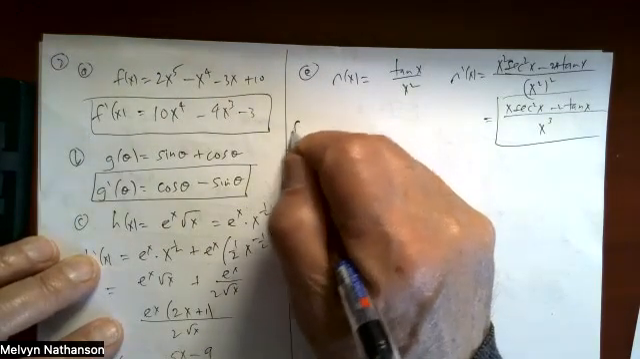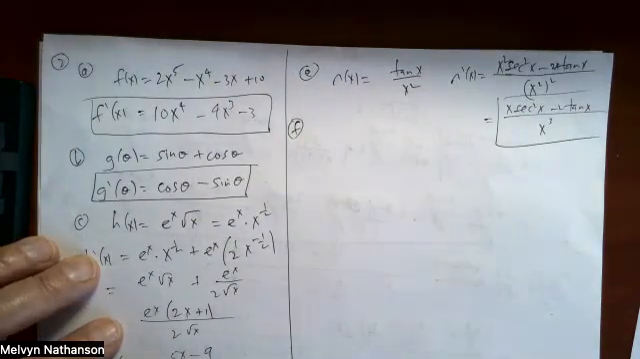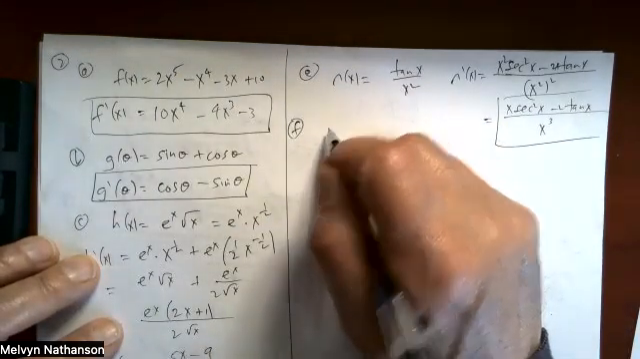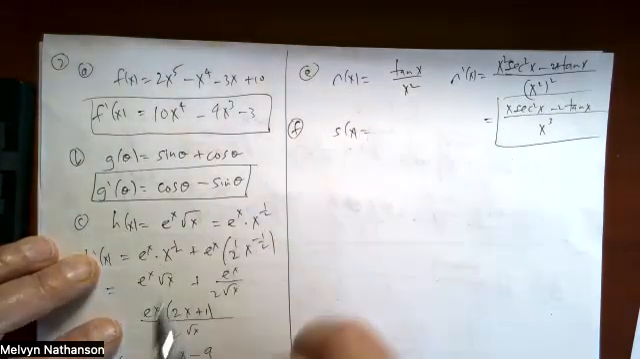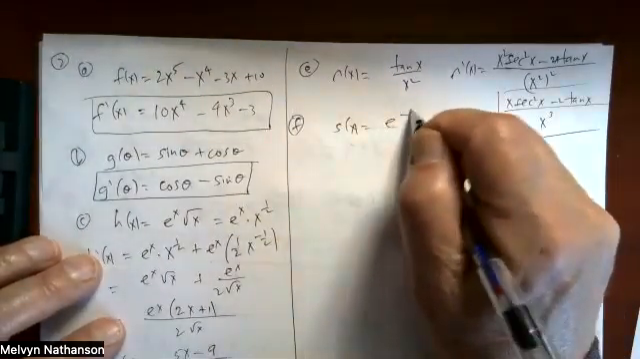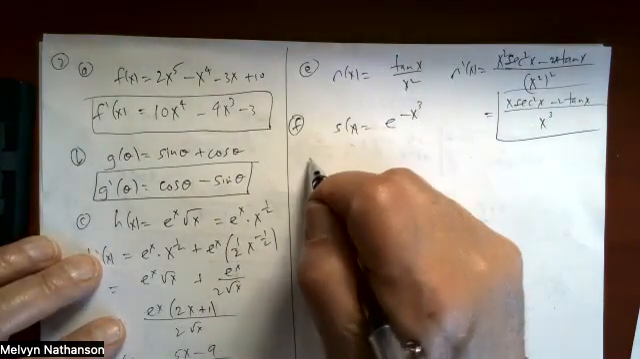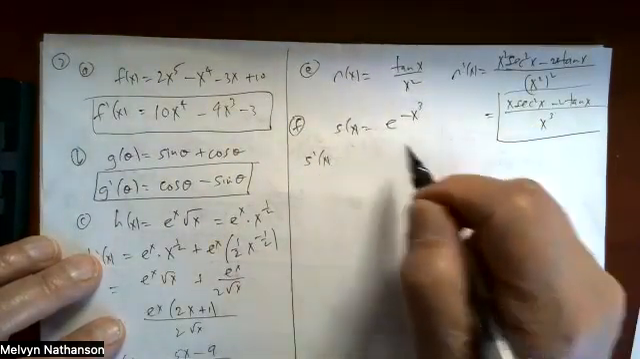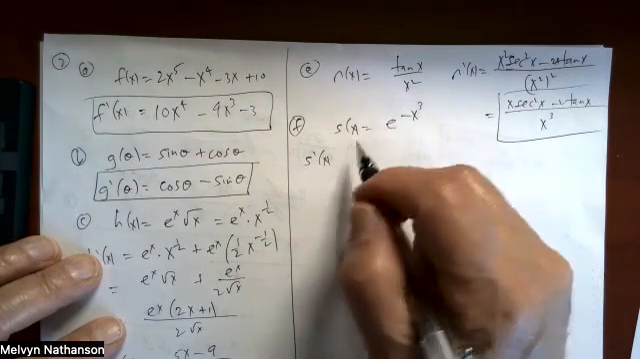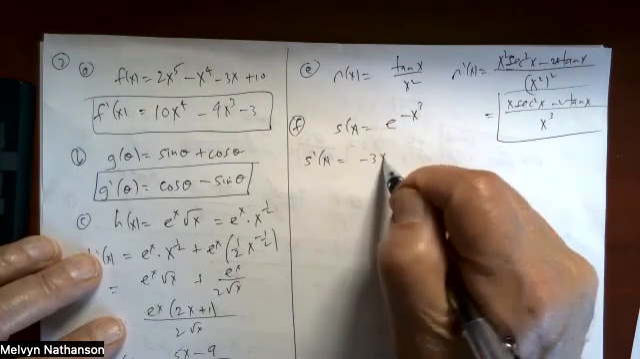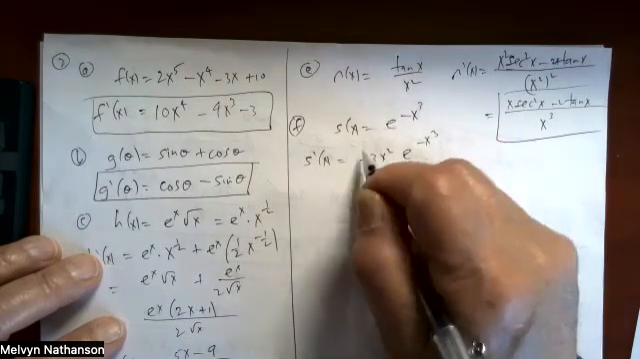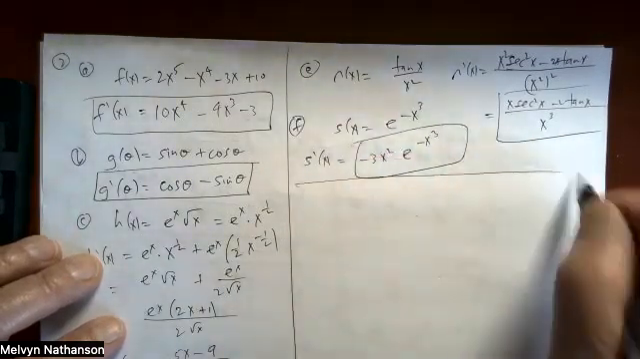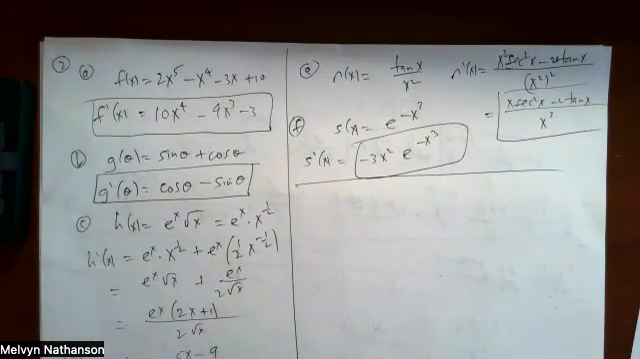And finally, part F, you have a function s of x equal to e to the minus x cubed. So this is just the chain rule. It's the derivative of minus x cubed, which is minus 3x squared, times e to the minus x cubed. And that's part F.